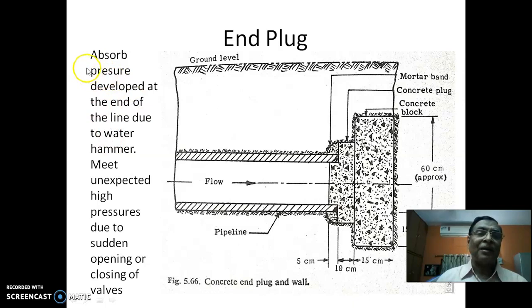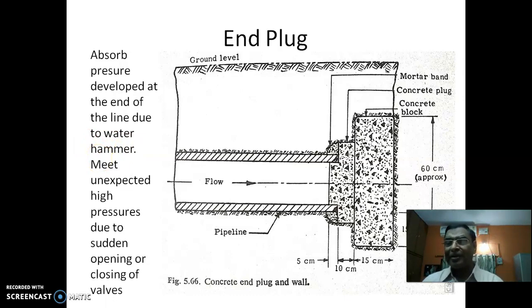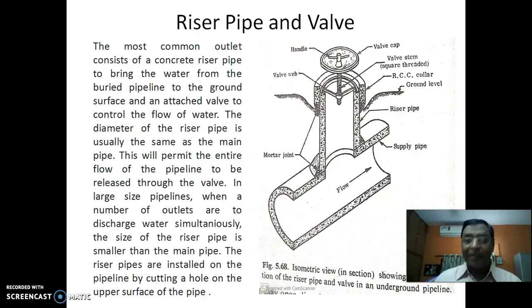Basically, they absorb pressure developed at the end of the line due to water hammer. So whatever water hammer is developed due to various bends and other structures, sudden release, and also unexpected high pressure due to sudden opening or closing of the valves, this pressure develops. That is what we call water hammer at the end. Unless we provide a strong concrete plug base, the pipeline system may burst. That is the purpose.